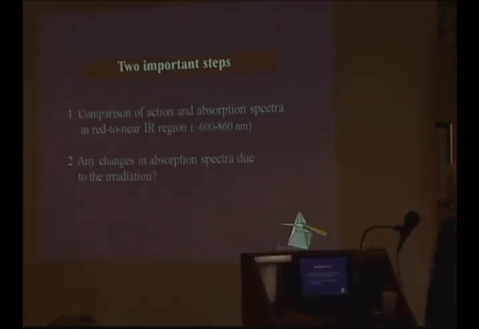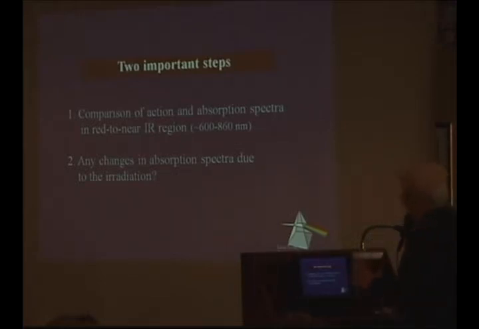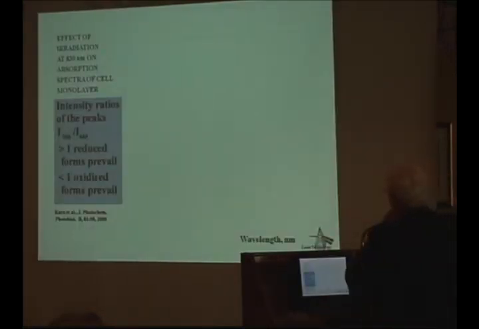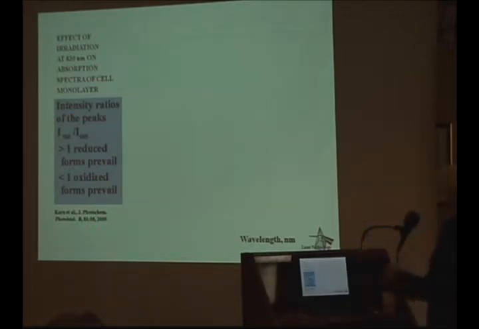And then later, 10 years ago or so, in cooperation with the Institute of Spectroscopy in Troitsk, we built a home laboratory-made device. A special monochromator was built for that, and so on and so forth. It took almost 10 years, as I told. And we wanted to compare the action and absorption spectra in the red and near infrared region, this part. And we wanted to know if there are any changes in absorption spectra connected with irradiation. And this work was published in 2005.